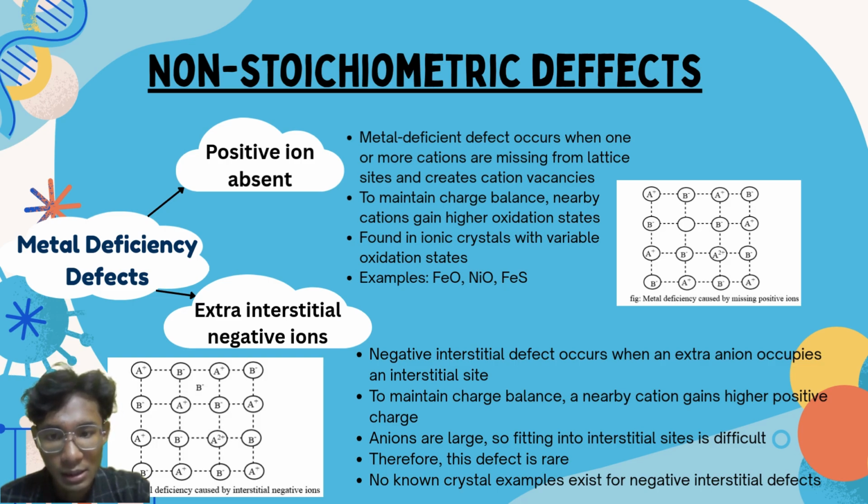For extra interstitial negative ion, this defect occurs when an extra negative ion occupies an interstitial position. To maintain charge balance, a nearby cation acquires an additional positive charge. However, since negative ions are generally large, it is difficult for them to fit into interstitial sites. As a result, no crystal containing such negative interstitial ions is known.